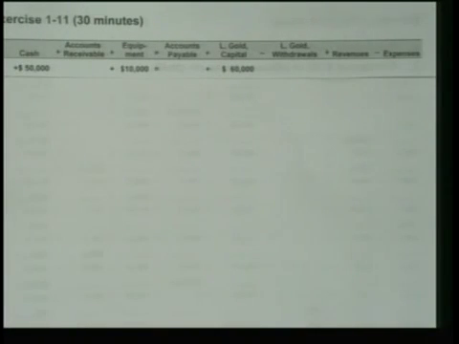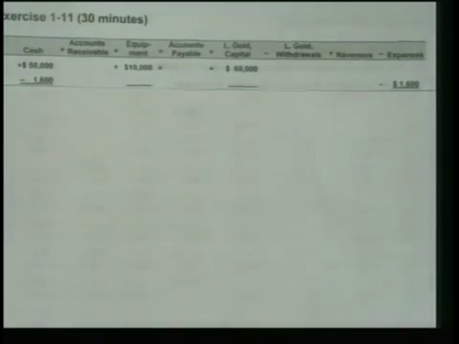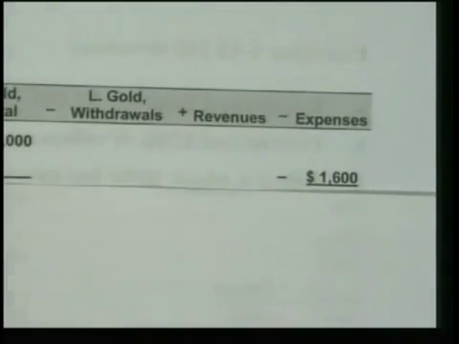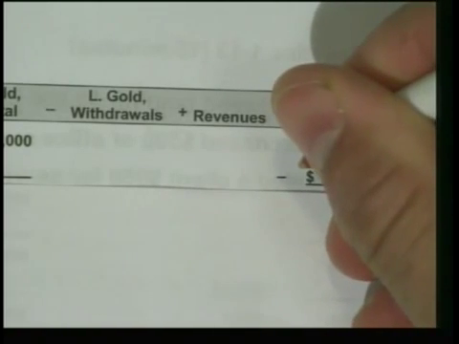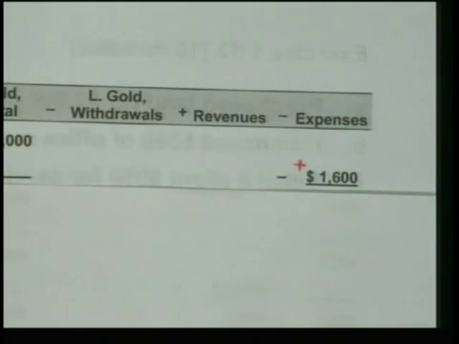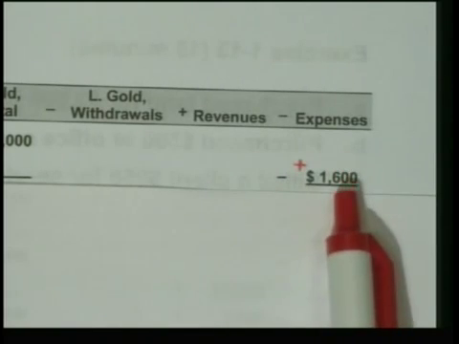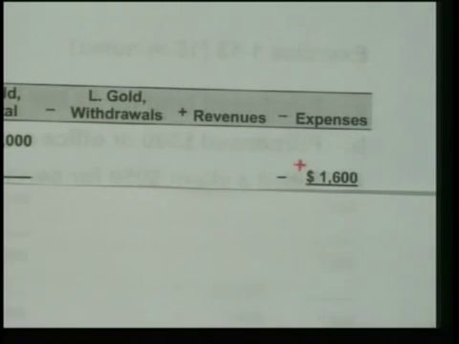Transaction B, the company paid $1,600 cash for rent of office space for the month. Now I want to change this a little bit, but what happened is cash went down, right? Now I don't really like the way that they show this. I'm going to zoom in. I really wish they would have said expenses went up, because that's what they did. Expenses went up, right? Now this minus sign is indicating that, yes, eventually we're going to subtract expenses when calculating equity. But expenses did not decrease. Expenses increased. Does that make sense?